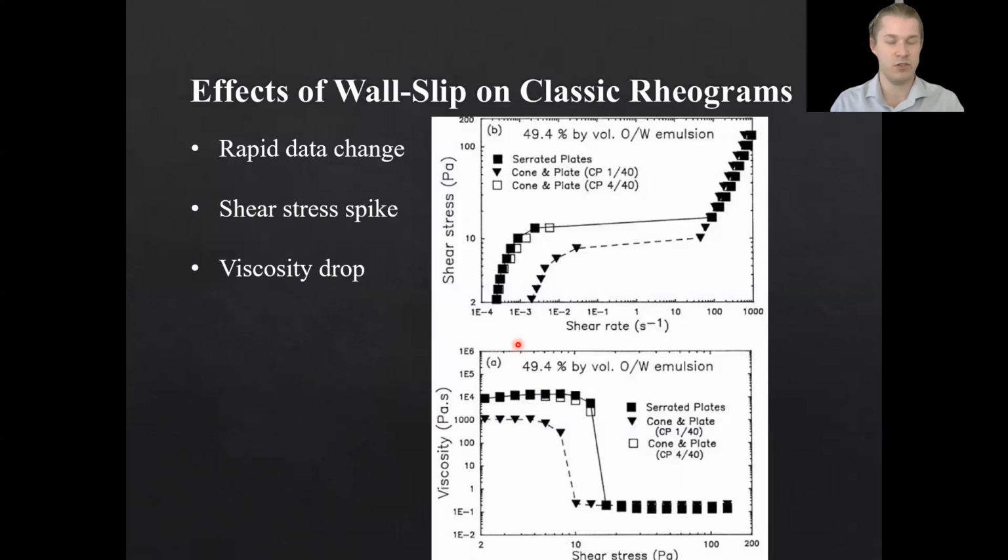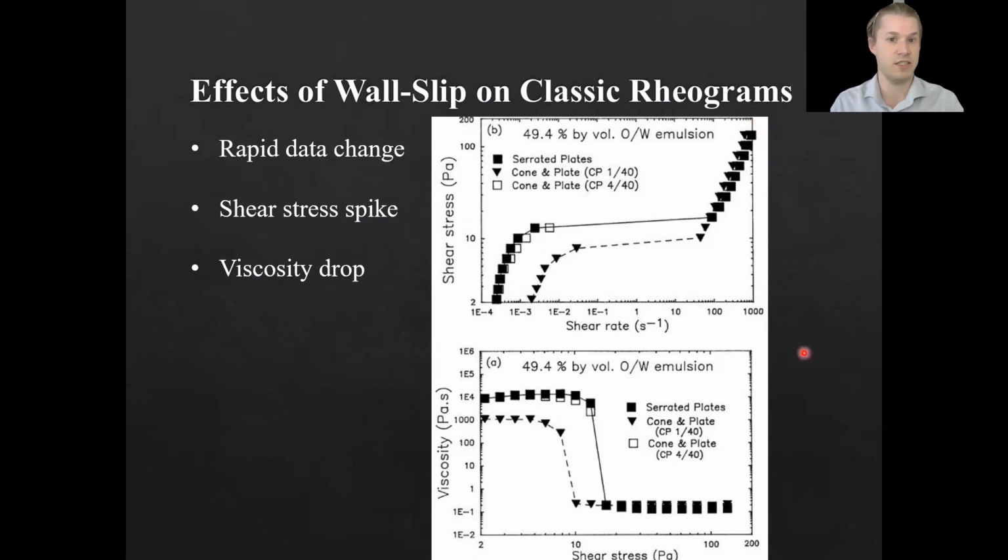When wall slip occurs, we can see a few different effects. When we look at our classic rheometry data, we have two major things that occur. First is a spike in our shear stress on our classic rheograms of shear stress versus shear rate shown here. This chart shows three different examples of designs, a serrated parallel plate and two cone and plate geometries, each of which experience the sudden driving spike in our shear stress values.